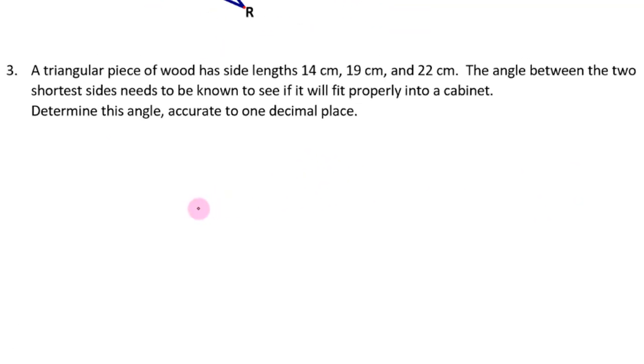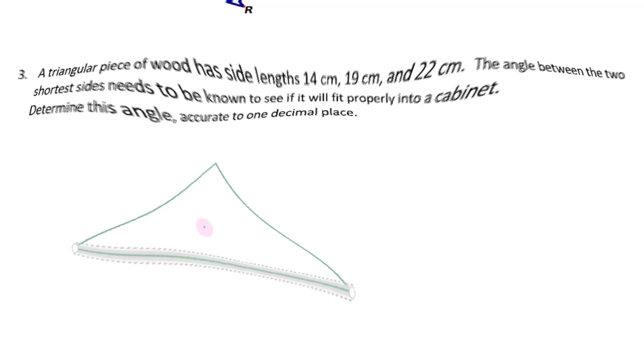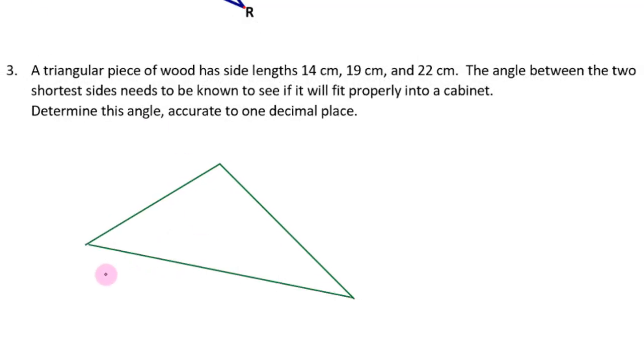In the next question, we're told that we have a triangle piece of wood, has side lengths 14, 19, and 22. The angle between the two shortest sides needs to be known to see if it will properly fit into a cabinet. So now, let's put the information that we know onto the diagram. We know that the shortest side is going to be 14 centimeters. The longest side is going to be 22 centimeters, and the middle side is 19. And we are asked to find the angle between the two shortest sides. So we're asked to find this angle here.